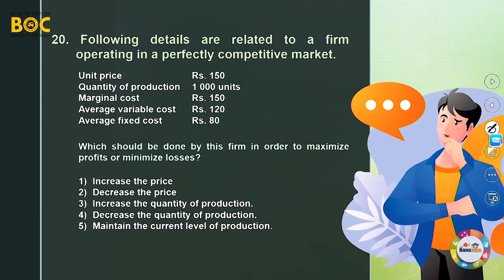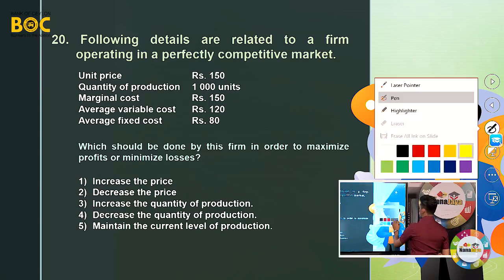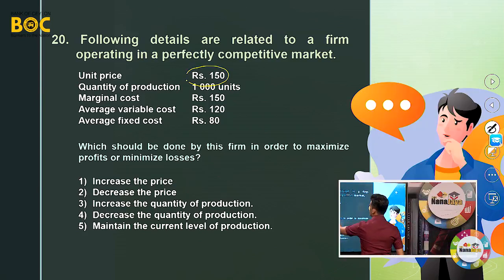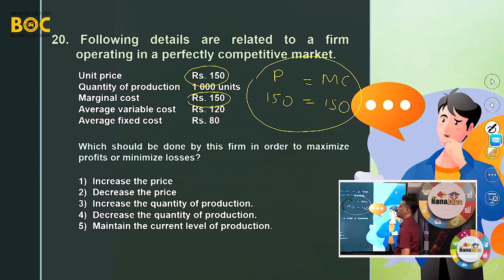Right. Question number 20. The following details are related to a firm operating in a perfectly competitive market. Now we will see. Unit price of the product is how much? Rupees 150. Price is 150. And marginal cost is how much? The marginal cost is also rupees 150. What does it mean? They are currently producing the profit maximizing output.